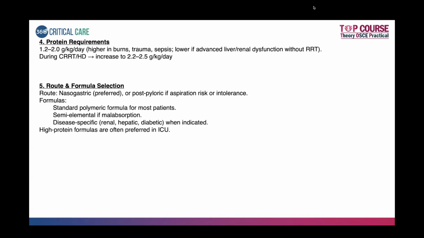Then regarding the route and formula selection, nasogastric is preferred, or post-pyloric should be considered if aspiration risk or intolerance is there. The formulas that can be used are standard polymeric formulas for most patients, semi-elemental if malabsorption is present, and disease-specific feeds like renal diet, hepatic diet, or diabetic diet when indicated. High protein formulas are often preferred in ICU. The main reason, like I said, is critical illness causing a decrease in your lean body mass. It is always preferable to go with high protein formulas.